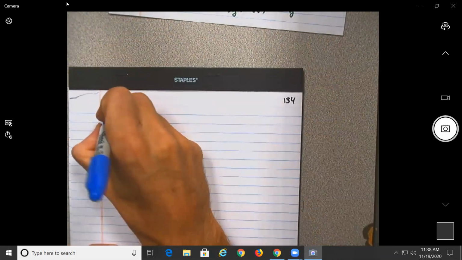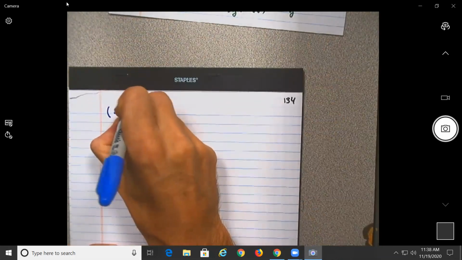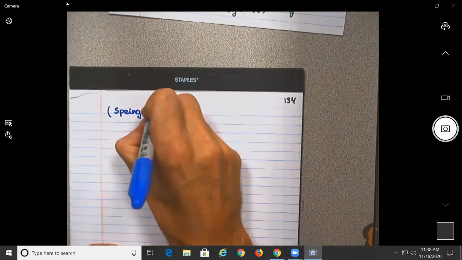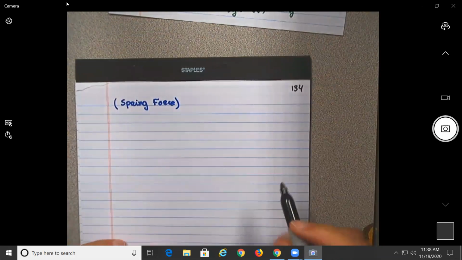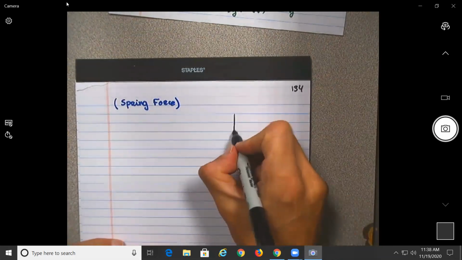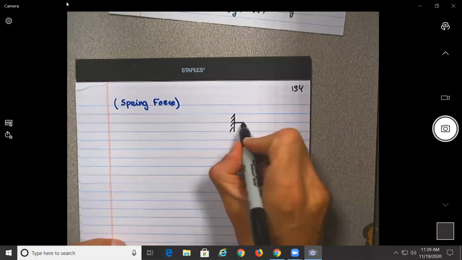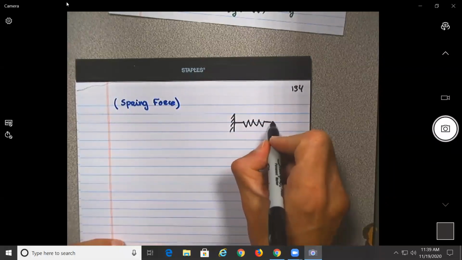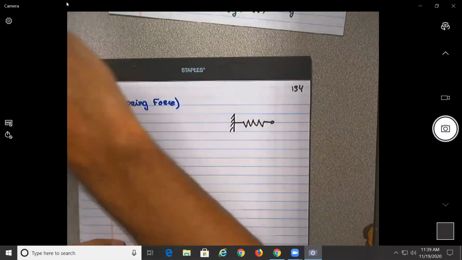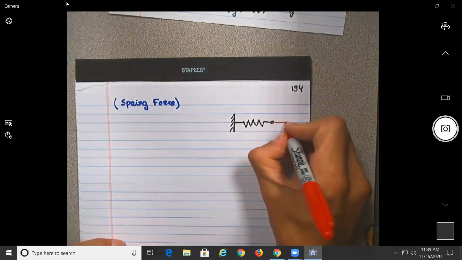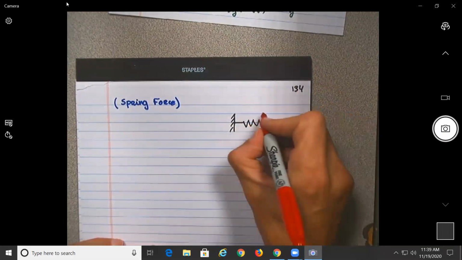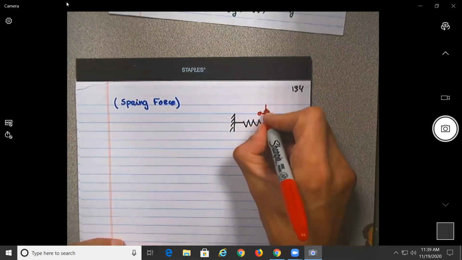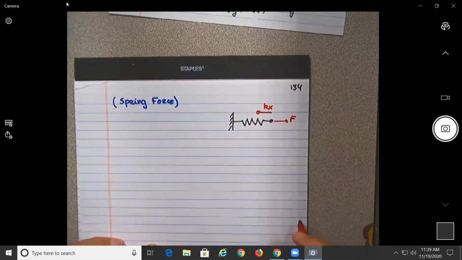Okay, and the other example, let's say, would be spring force. Let me just do the figure first here. Let's say we have a spring. If you apply the force over here, it is equal to kx, no? The force of the spring.